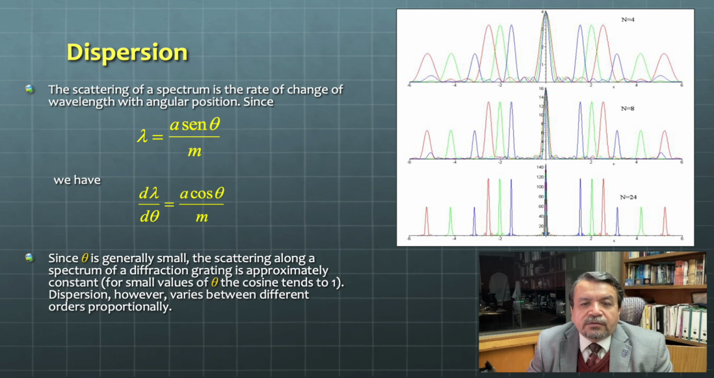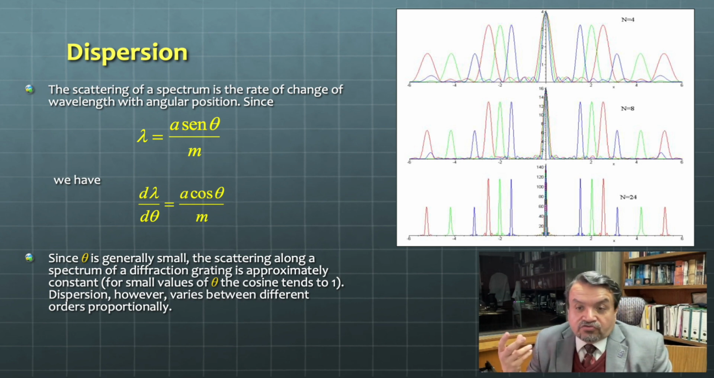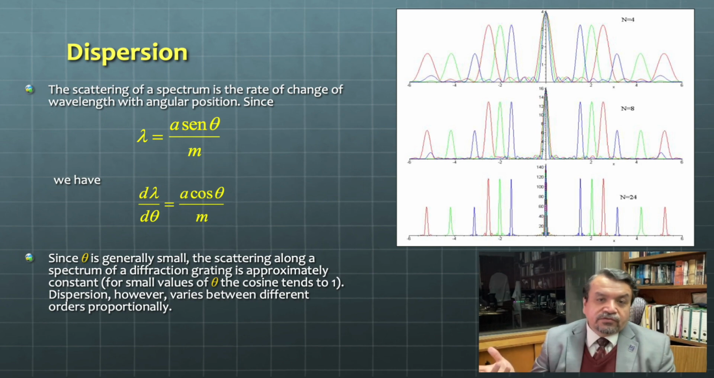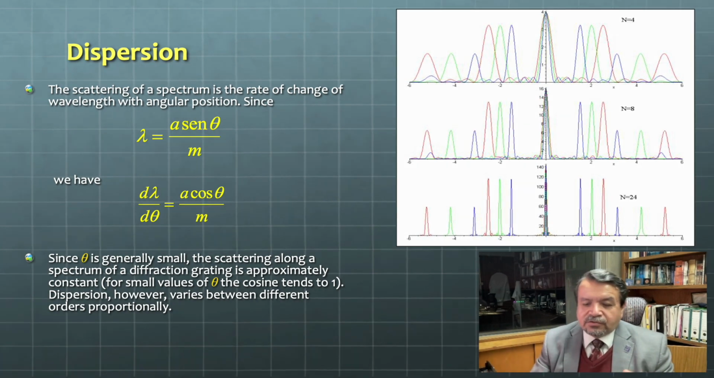Here we have it, right? In other words, between m and practically 1, the dispersion varies in different orders proportionally. If we go to an order 2 times larger, we would have 2 times more dispersion, more or less, okay?